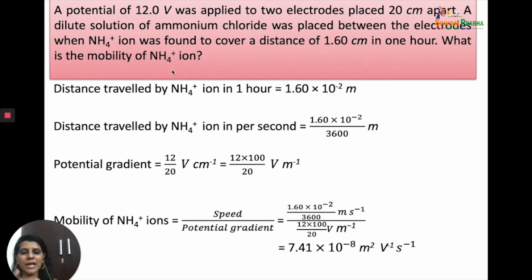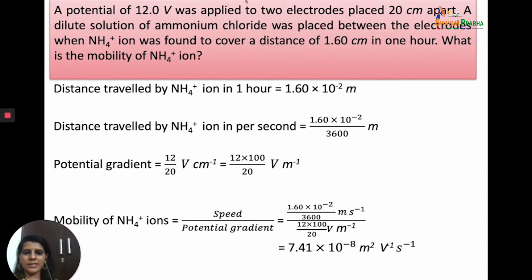Now we know that ionic mobility is equal to speed upon potential gradient. We are given the speed, it is 1.60 cm in 1 hour. Let's convert it into meter per second. So this is going to be equal to 1.60 into 10 to the power minus 2 meter divided by 3600, and that is going to give you the speed in meter per second. Now what is the potential gradient?